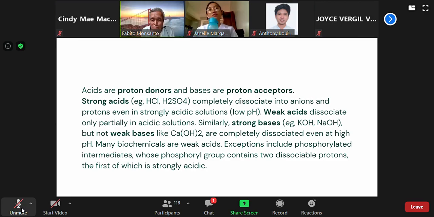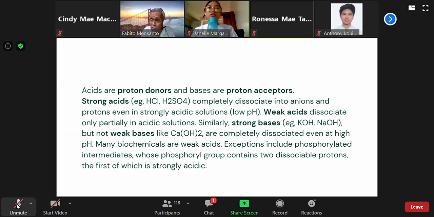A base is the one that I mentioned earlier. What is the conjugate base of hydrochloric acid? Chloride, right? See, chloride is a base because the chloride can accept a proton. And what is a proton? Hydrogen. There you are. So it says bases are proton acceptors. Correct?